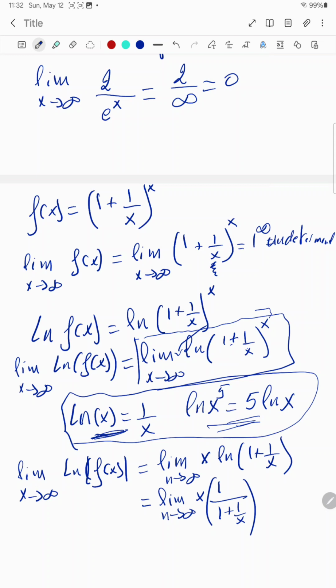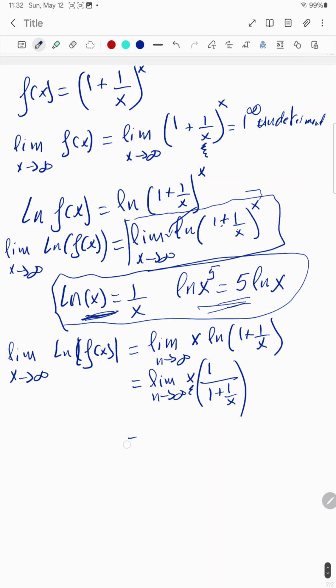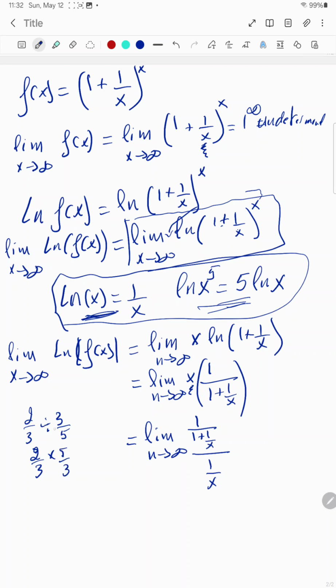Okay? Now I can write this x differently. So this is equal to the limit when x goes to infinity, I will write this 1 divided by 1 plus 1 over x, divided by 1 divided by x. Because I know like 2 divided by 3 over 5 is equal to 2 over 3 times 5 over 3. So I flip it when it is division, and it becomes multiplication. If I flip this and make it multiplication, I would go back to my original formula. So I'm fine with my logic.